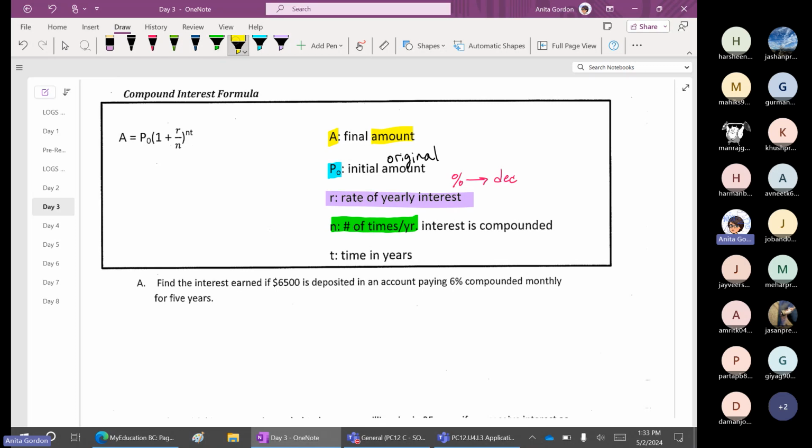And lastly, time is the amount of time you're investing in years. This is, by the way, the same formula that you're going to use if you're taking out a loan. It's just now money you owe instead of money you make, but the idea is the same.